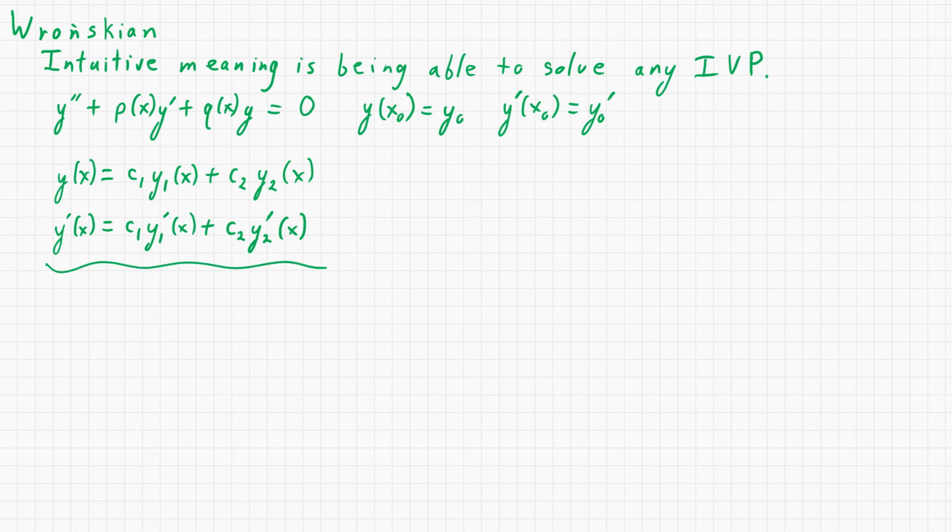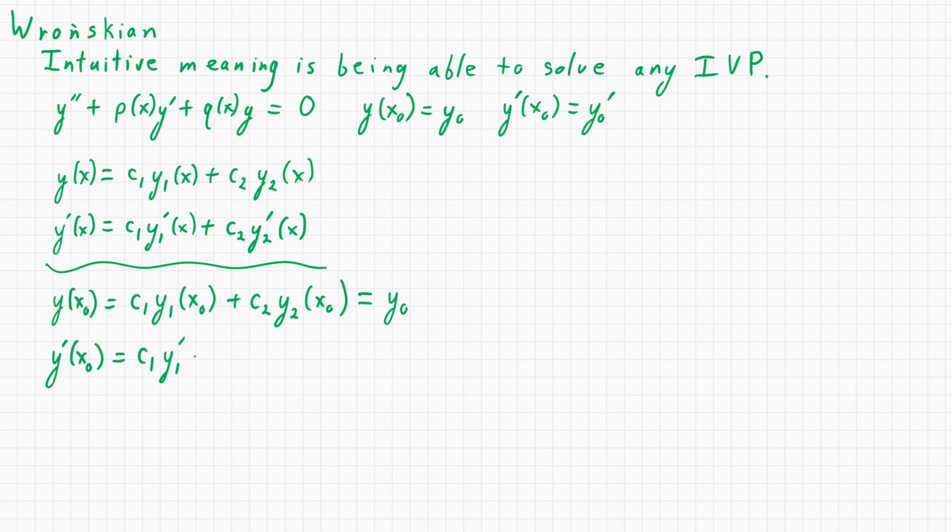Right, so now if we plug in the initial conditions, the actual values, x naught, into these two functions, we'll get y of x naught equals c1 times y1 evaluated at x naught plus c2 times y2 evaluated at x naught. And that has to equal this number y naught. And we're also going to have y prime evaluated at x naught. It's going to be c1 times y1 prime evaluated at x naught plus c2 times y2 prime evaluated at x naught, which is going to equal some other number that's been specified in our initial conditions, y naught prime.